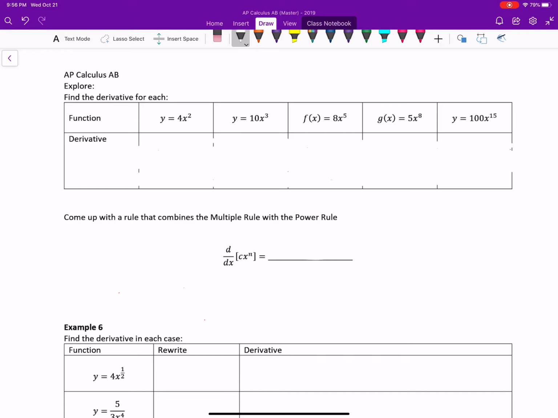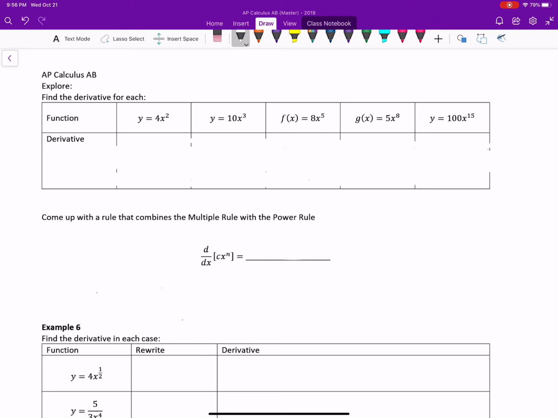Okay, so we're exploring a little bit. We're combining the multiple rule and the power rule to see if we can do this a little bit faster than having to take 4 times. Like if we can just do all that in one shot, essentially, it would make our lives a whole lot easier.